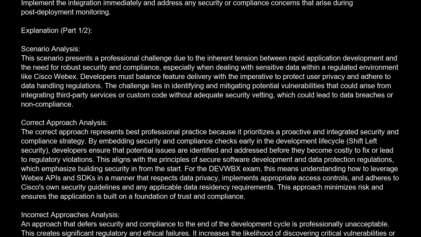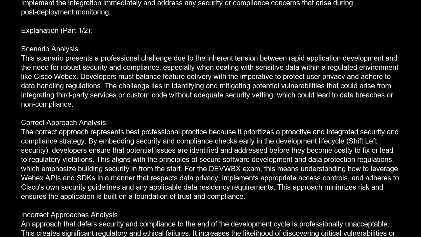Explanation. Scenario analysis. This scenario presents a professional challenge due to the inherent tension between rapid application development and the need for robust security and compliance, especially when dealing with sensitive data within a regulated environment like Cisco Webex. Developers must balance feature delivery with the imperative to protect user privacy and adhere to data handling regulations. The challenge lies in identifying and mitigating potential vulnerabilities that could arise from integrating third-party services or custom code without adequate security vetting, which could lead to data breaches or non-compliance.